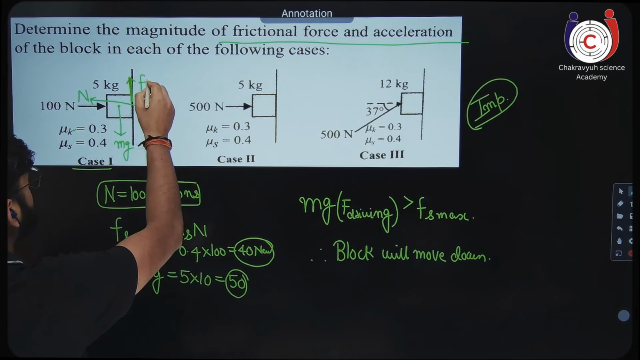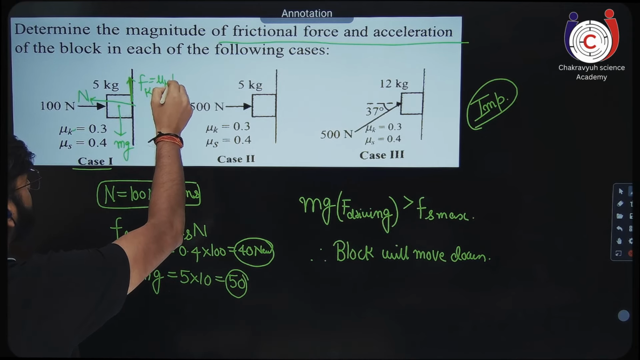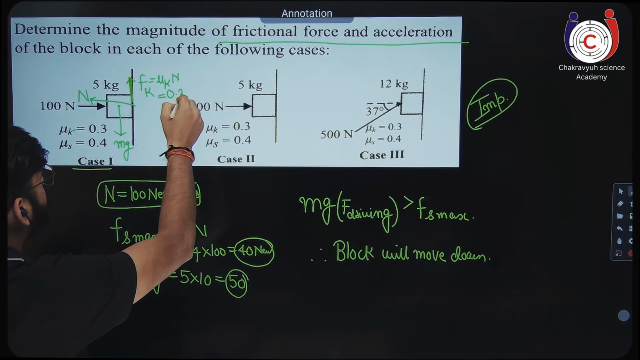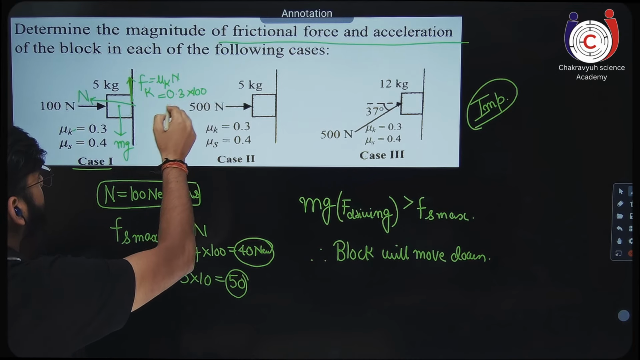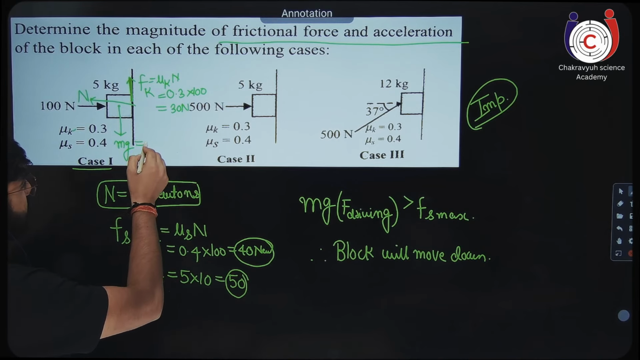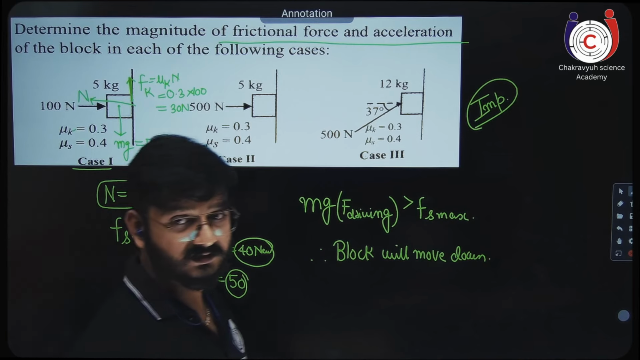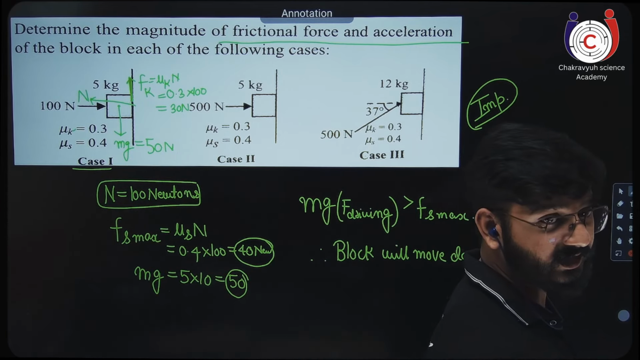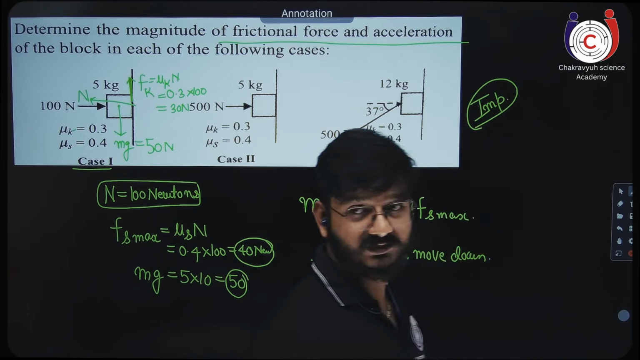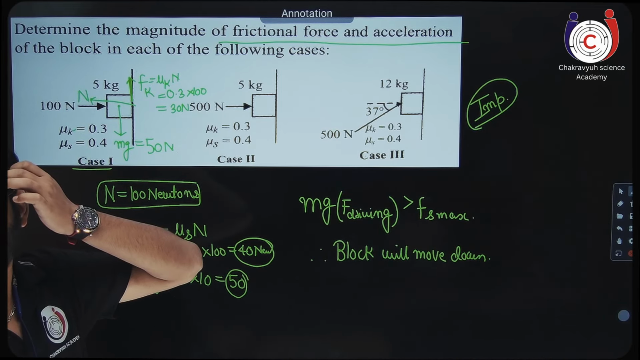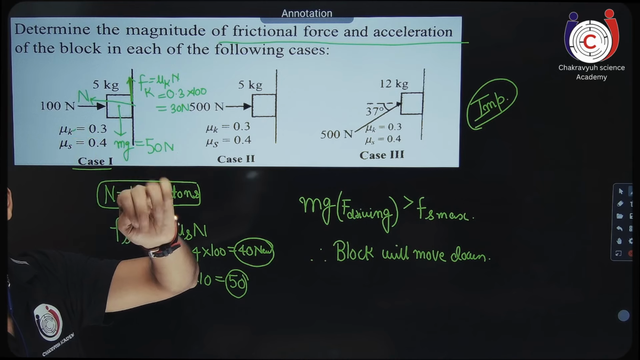So what is Fk equal to? Mu k into N. 30 Newton. 30 Newton? Okay, let's check. So mu k into 100. So this is 30 Newton. Okay. Mg is how much? 50. So what is the net force, students? 50 down, 30 up. What is the net force? 20 Newton down. What is the mass? 5. 20 by 5? 4 is the acceleration.